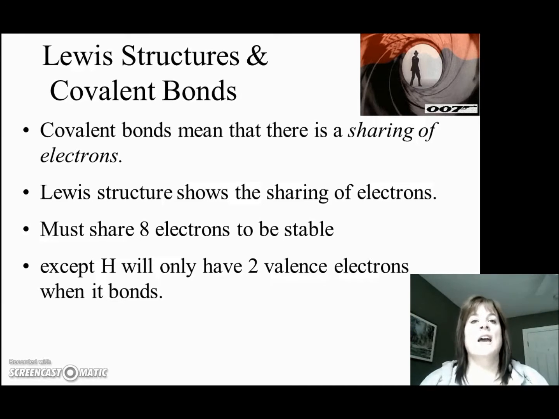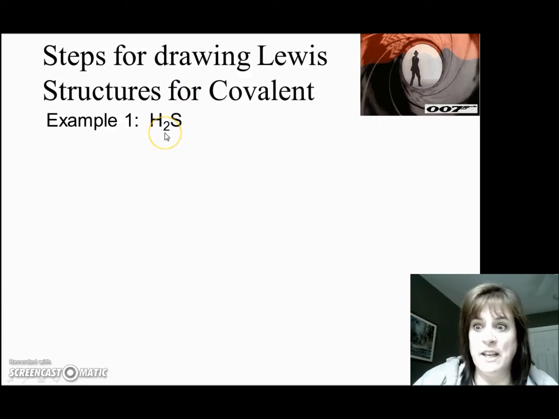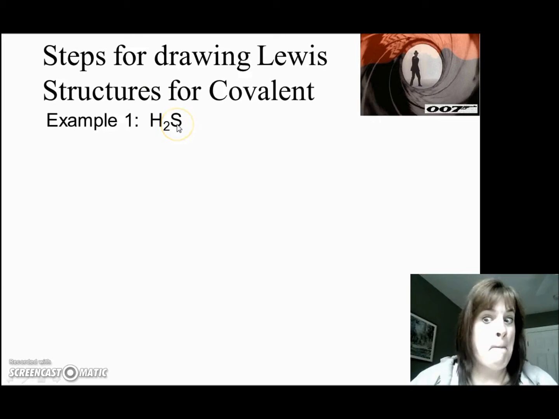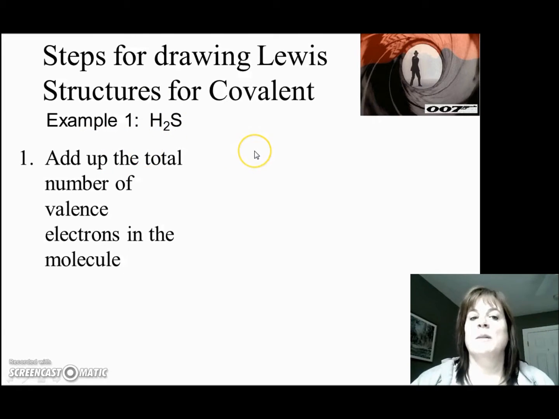So let's take a look at the steps for drawing Lewis structures for covalent compounds. So we're going to use this, and remember, a covalent compound is a molecule, which is a molecular compound, it's a molecular nomenclature, right? This would be dihydrogen sulfide. So step 1 is we're going to have to add up the total number of valence electrons in the molecule.